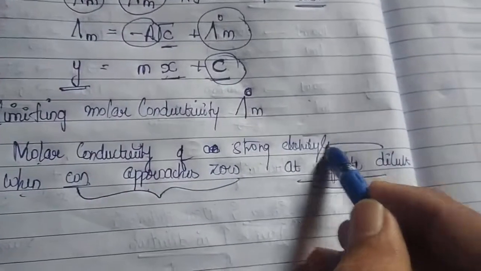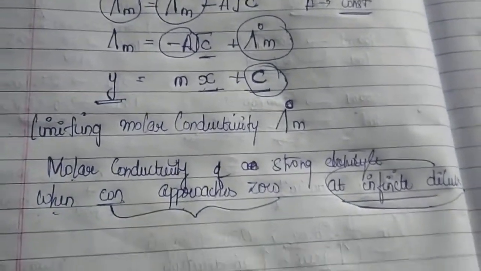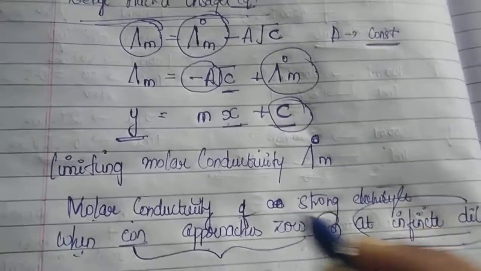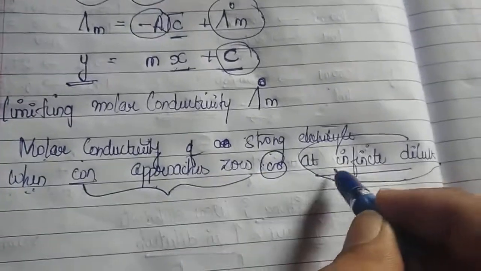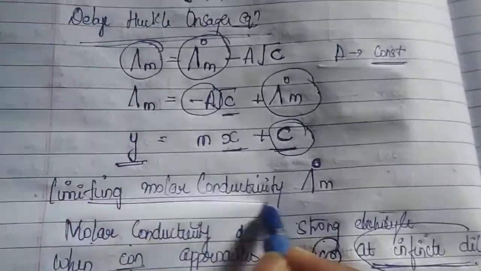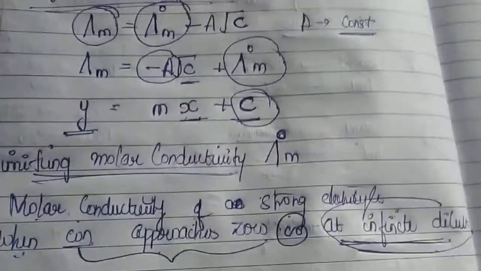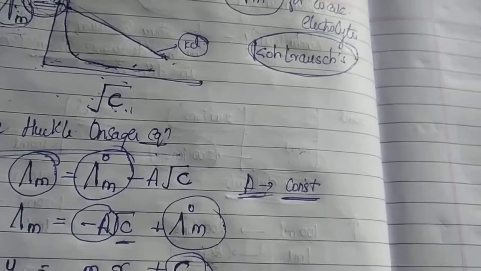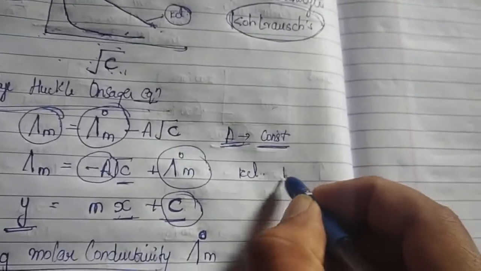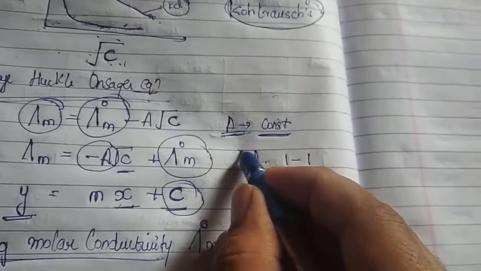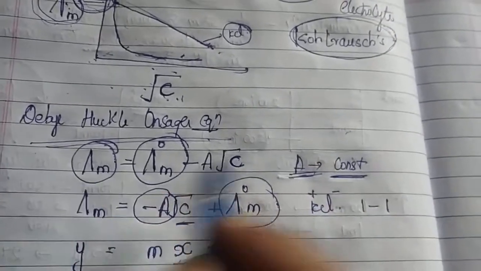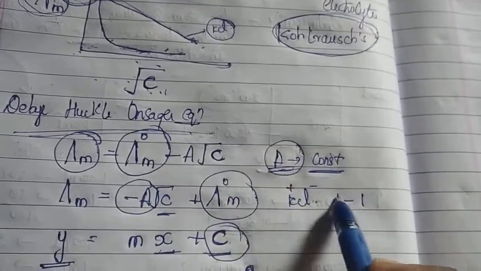Don't get confused whenever they give this term, at infinite dilution. So molar conductivity of a strong electrolyte when concentration approaches zero, or molar conductivity of a strong electrolyte at infinite dilution, both are the same, which itself is called limiting molar conductivity. One more thing, guys, I forgot to say: the electrolyte you are using. For example, taking KCl, we call it a 1-1 electrolyte, that is, K has a plus charge and Cl a minus. This equation depends on the type of charge, and likewise your A also depends on that charge.